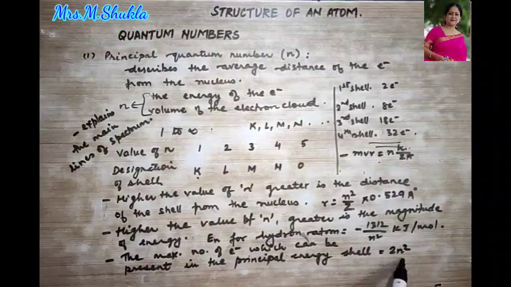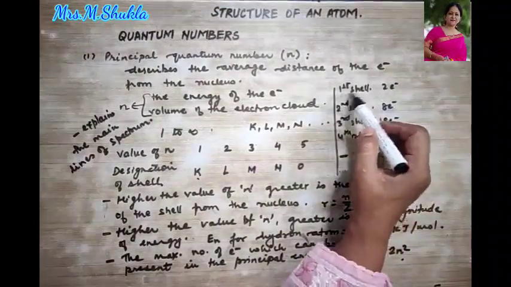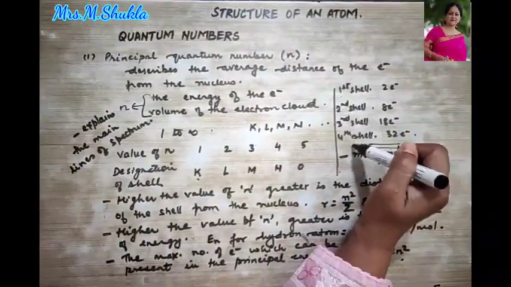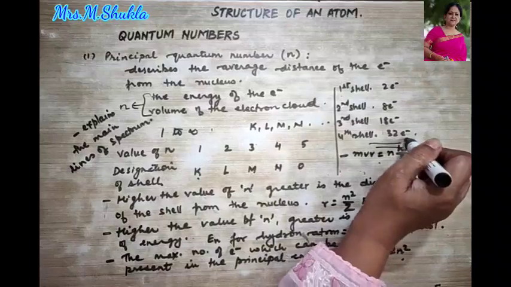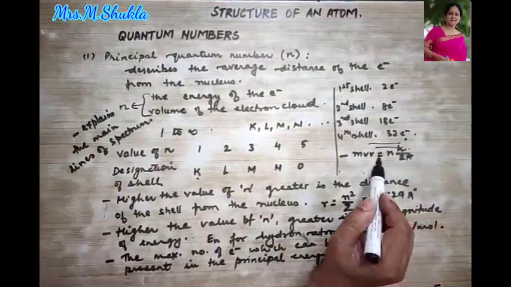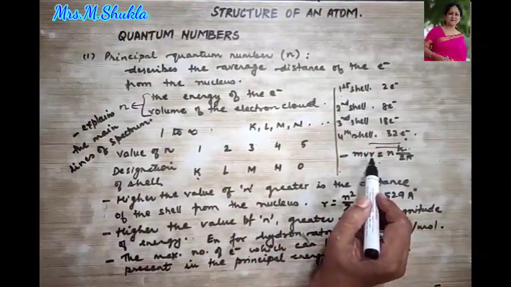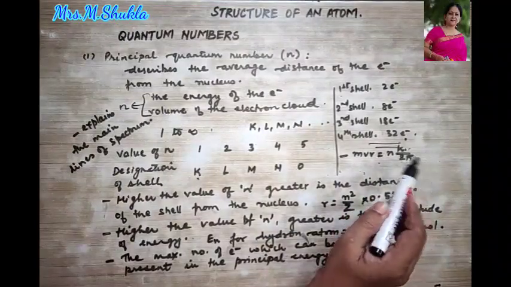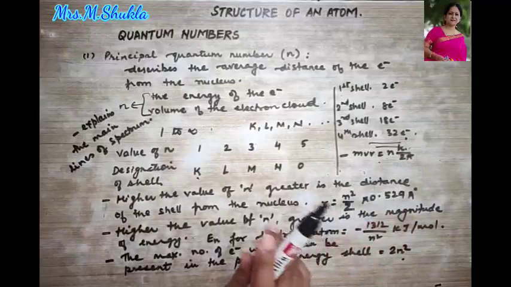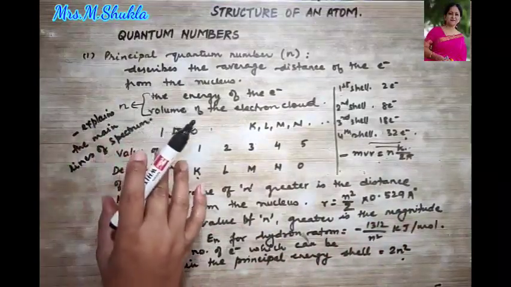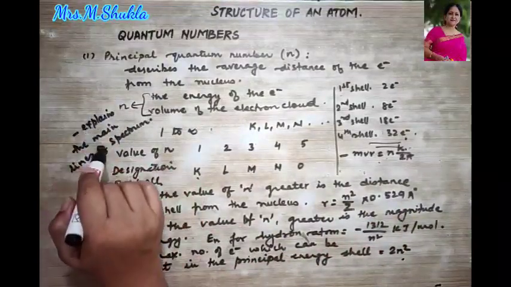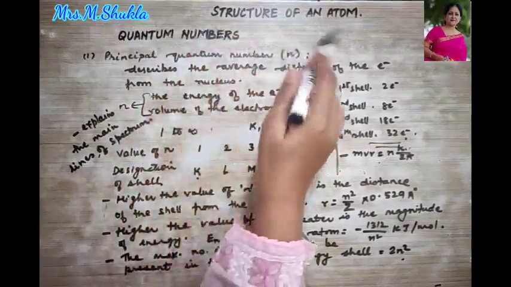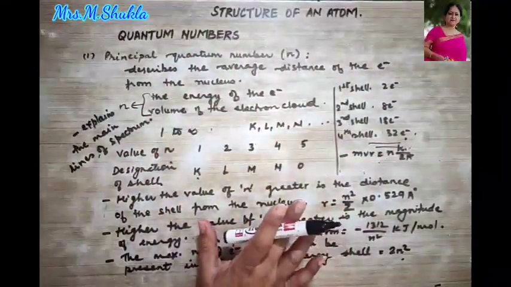According to this formula, we find that the first shell contains 2 electrons, the second 8, the third 18, and the fourth shell contains 32 electrons. Then we also know that the angular momentum can be calculated using the principal quantum number, that is the n shown over here. And this quantum number explains the main lines of the spectrum. I hope the principal quantum number is very well understood by you.